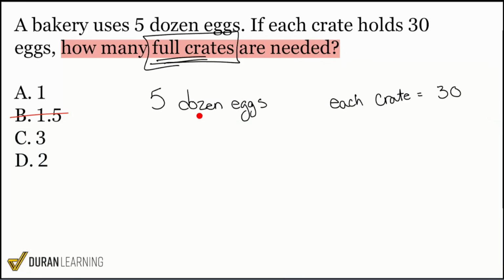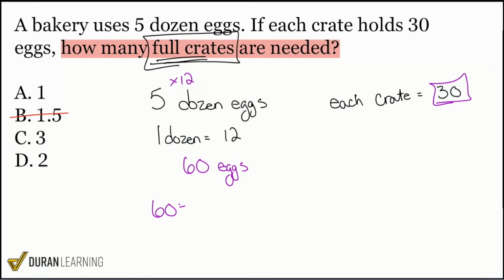This says 5 dozen. The conversion is 1 dozen equals 12. So with that, everybody, we're going to multiply the 5 dozen by 12 to get the actual number of eggs. And when we do that, 5 times 12, that's going to give us 60. So now we have 60 eggs. Every crate is 30. So we'll do 60 divided by 30. Everybody, how many times does 30 go into 60? That is going to be 2. Yep, that's correct. And that's why the final answer is 2. Answer D. Let's go.